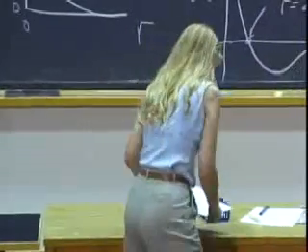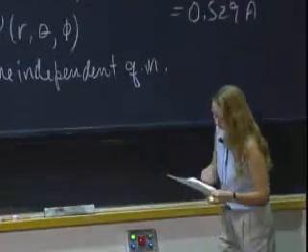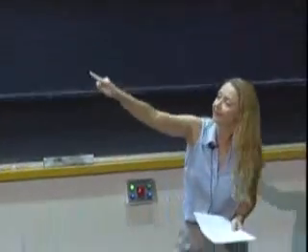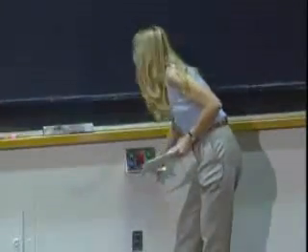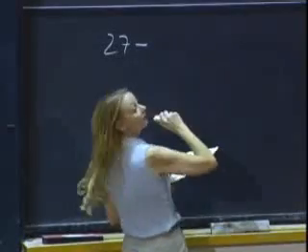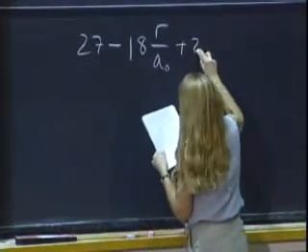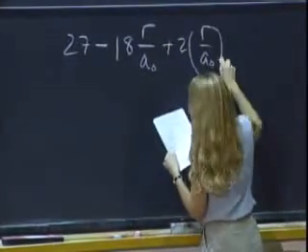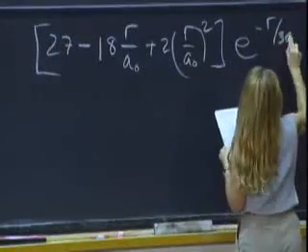Okay, so that's psi 200. What about psi 300? Well, that's the last function here on the board, or on the side walls. And let me just write down the radial part. 27 minus 18r over a naught plus 2 times r over a naught quantity squared, right, times e to the minus r over 3a naught.